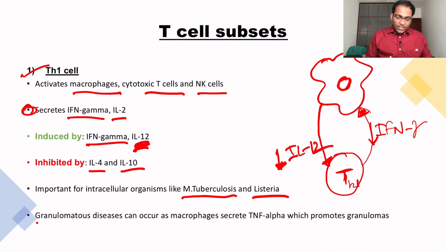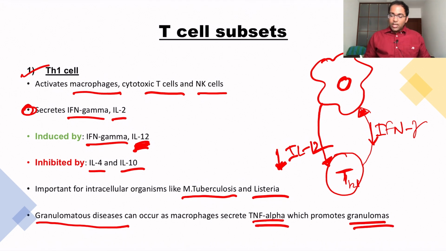So granulomatous diseases can occur as macrophages secrete tumor necrosis factor alpha, which promotes granulomas. Now, in one sentence, I can say tumor necrosis factor alpha is a cytokine that is secreted by macrophages that promotes formation of granulomas, and it also promotes inflammation. So you have to remember that.